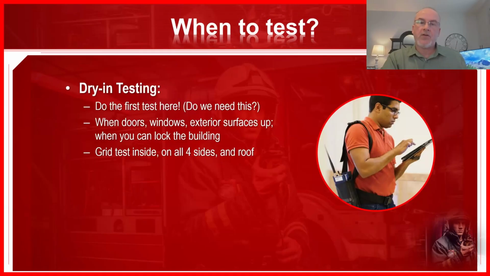The first test you're going to do to see what you need, the one that's going to produce that picture with the red squares and the green squares, is when the doors are in, the windows are in, exterior surfaces are up. Basically, when you can lock the building or you're very close to locking the building.